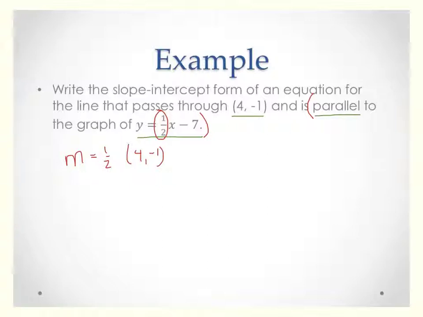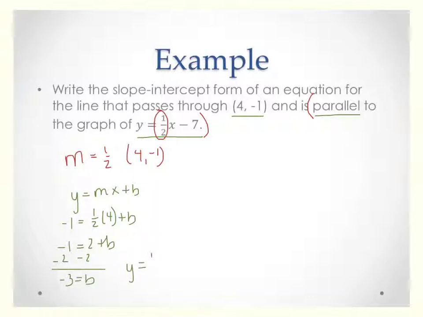And so there's two ways you can do this, we've discussed. You can find b. You have the info to find b, you have an x, a y, and an m. So there's -1 equals 1/2 times 4 plus b. So then we're going to have 2 plus b. So there's -3 equals b. Final answer then would be y equals 1/2 x minus 3. Okay, there's one way to do it, and you don't have to do it both ways, but you can definitely pick a way that makes more sense to you.